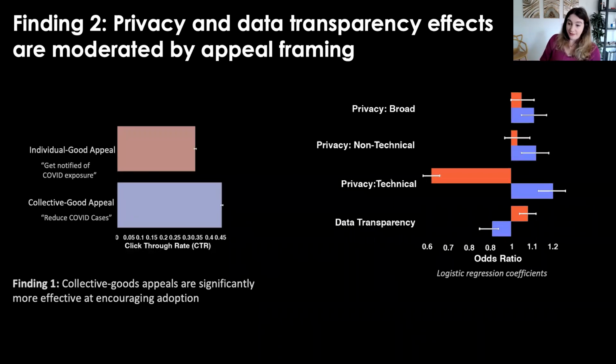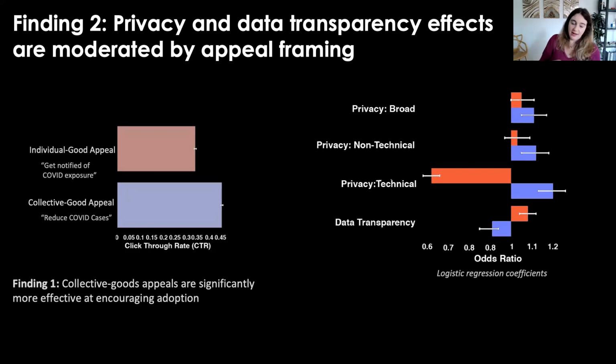On the other hand, adding a data transparency statement on top of the privacy statement, on top of the collective goods appeal, decreased the effect. And our hypothesis here is that you're really raising the saliency of the fact that you're individually contributing your individual data for this collective good. So you're really heightening the individual piece, which may erode some of those good feelings from doing something collective and may throw off your privacy calculus a little bit. And I'll talk about that privacy calculus again in a moment.